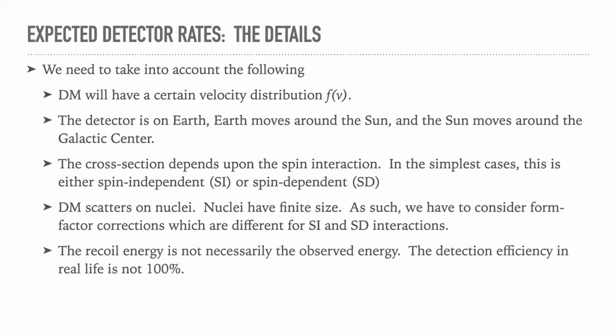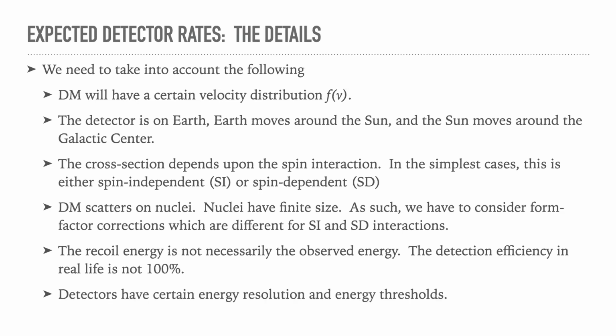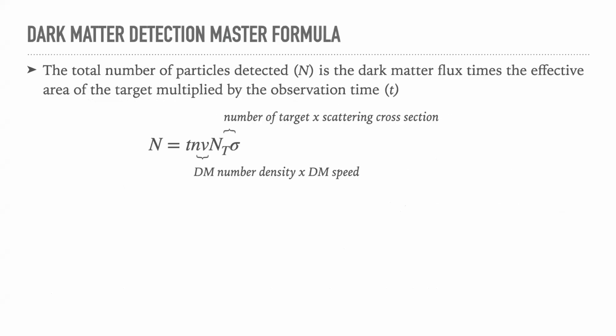We also have to realize that the recoil energy is not necessarily the observed energy. So the detection efficiency in real life isn't 100%. And finally, the detectors have a certain energy resolution and a certain energy threshold. All of these factors we have to take into account when we're thinking about the real situation in a dark matter detector. So let's start with the master dark matter formula.